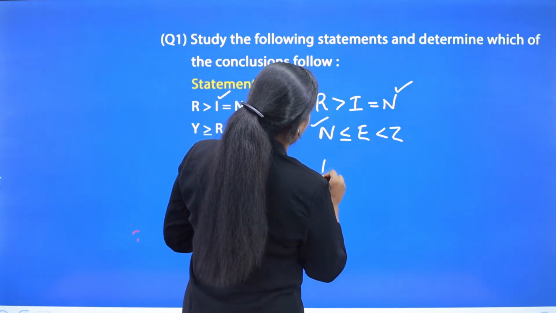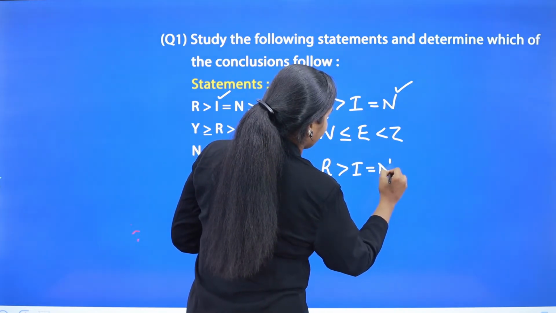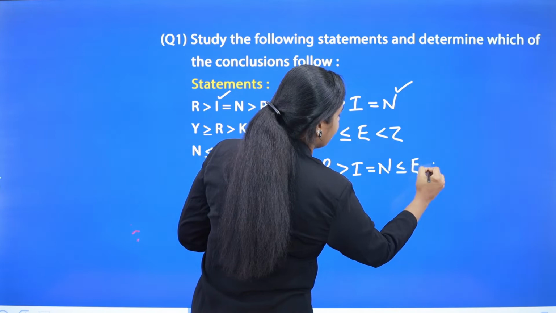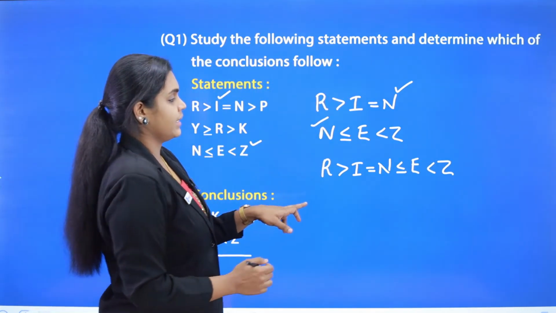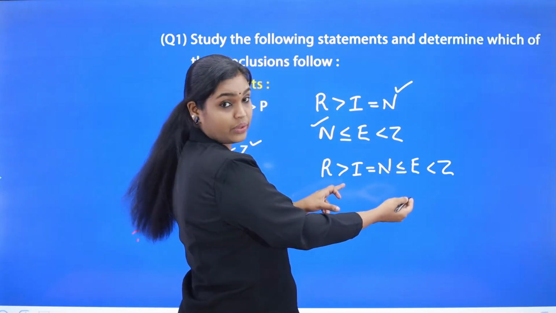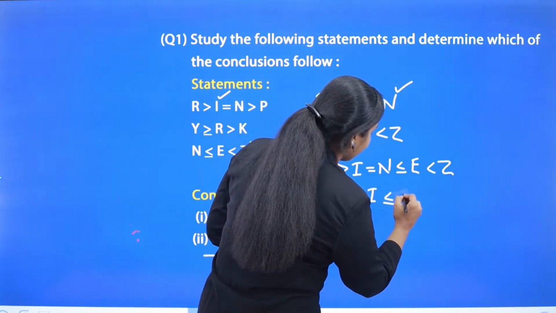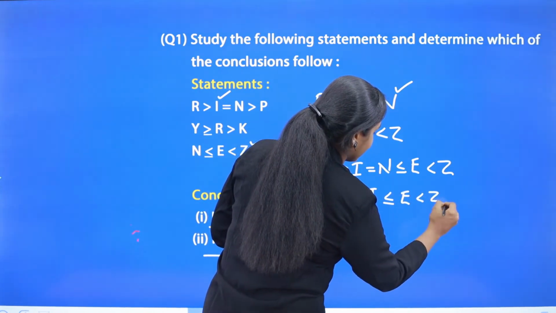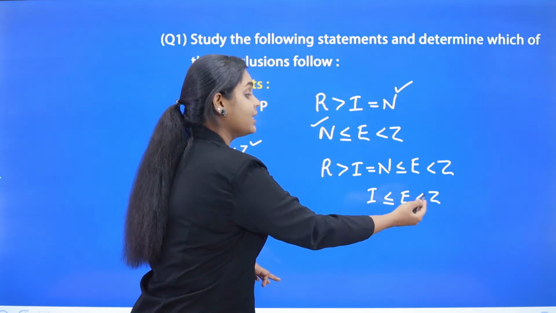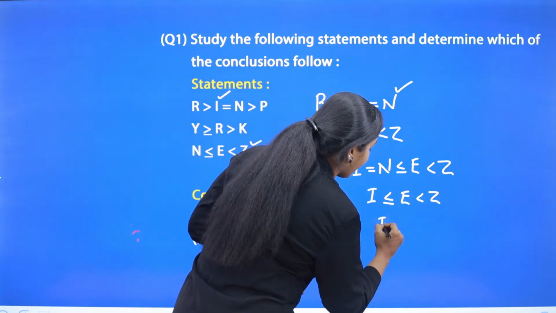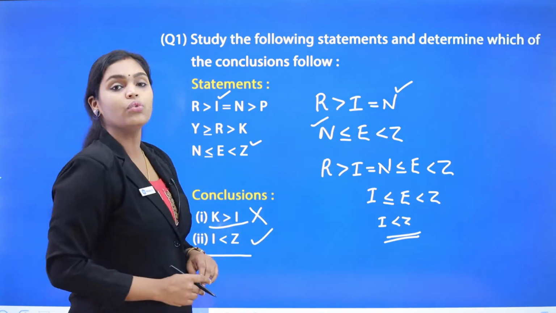So let's write r greater than or equal to n less than or equal to e less than z. So what is the conclusion? I less than z. Here, since i is equal to n, we can substitute n with i. So let's write i less than or equal to e less than z. Now i is less than or equal to e and e is less than z, so we can conclude that i is less than z. So that means conclusion 2 follows here.